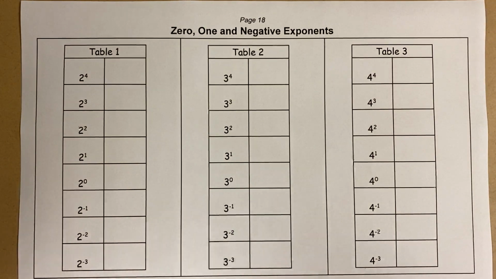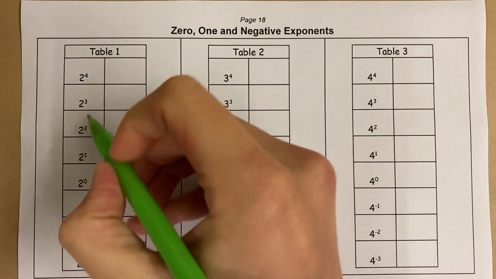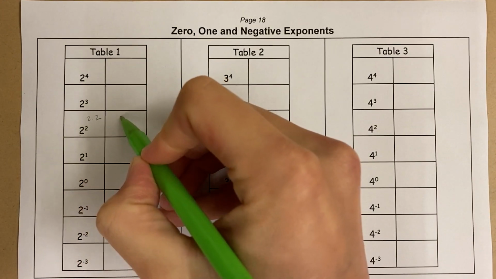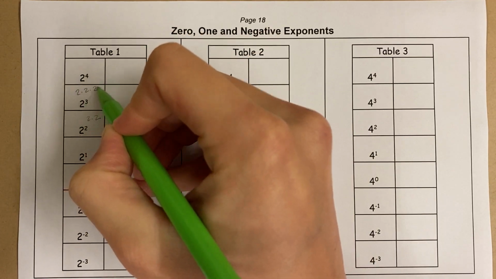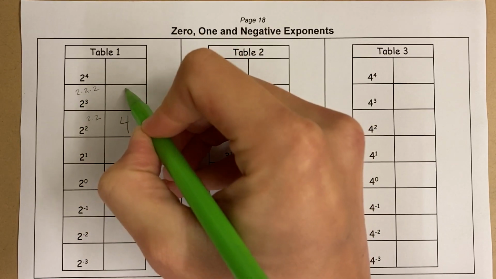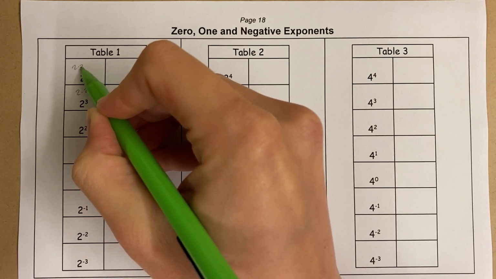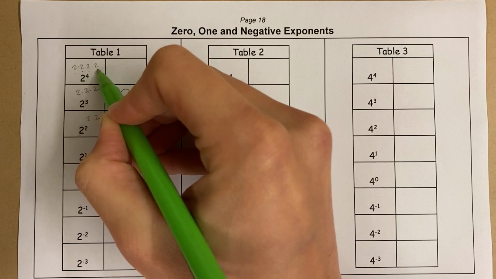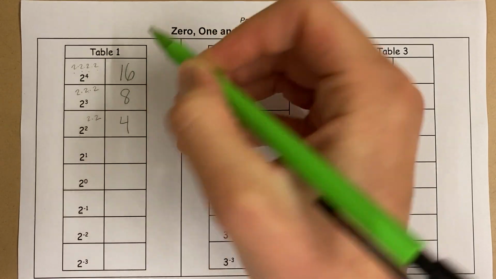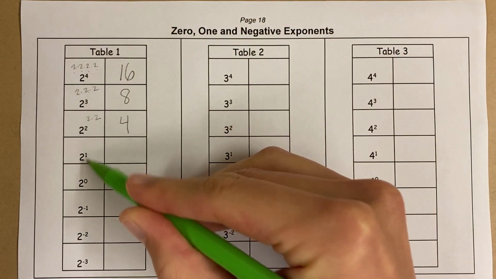Let's take a look at table 1. Let's just start with the things that we know. We know that 2 to the second power means 2 times 2, so that's 4. We know that 2 to the third power means 2 times 2 times 2, so 2 times 2 is 4, times 2 is 8. And 2 to the fourth is 2 times 2 is 4, times 2 is 8, times 2 is 16.